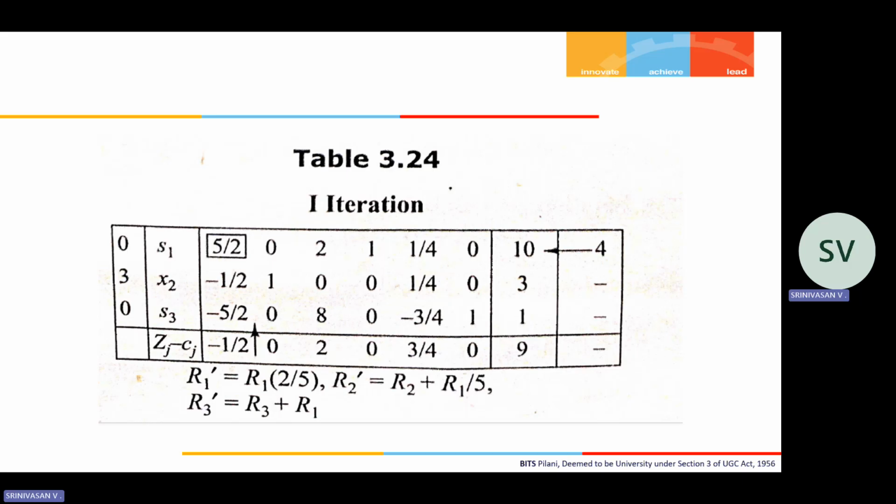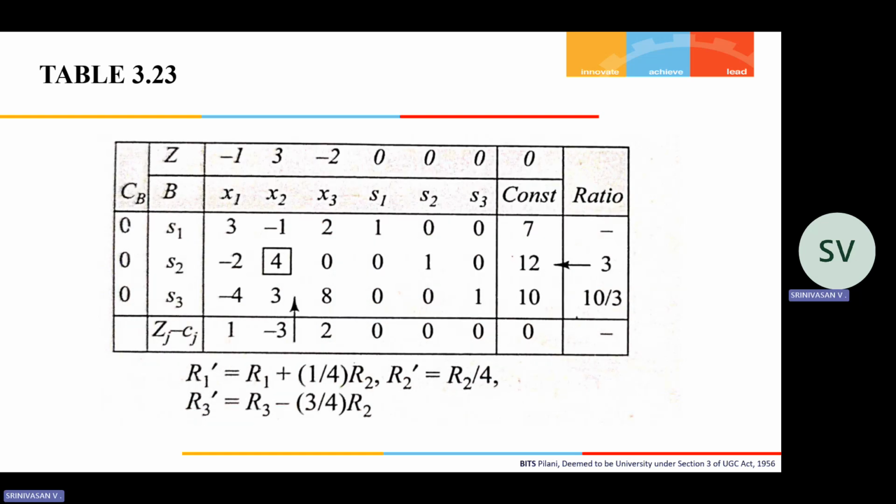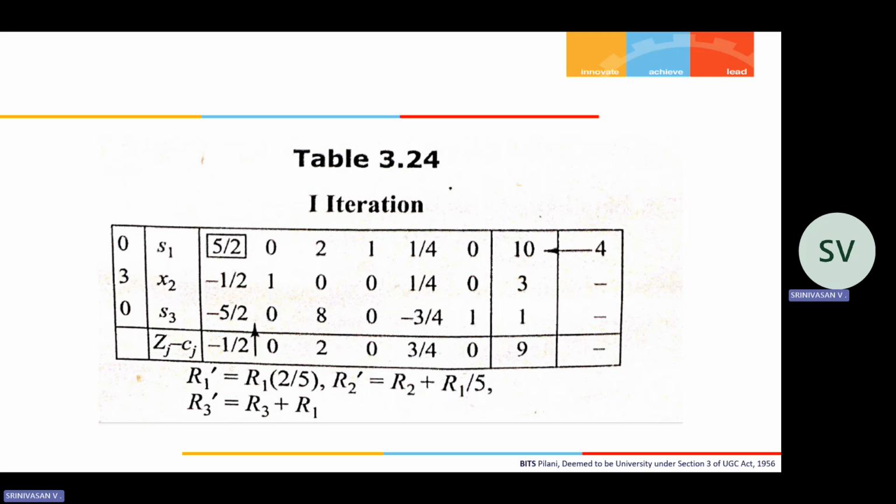Similarly, you have made other calculations. Now you go for Zj minus Cj. It is now 0 into 5 by 2 plus 3 into minus 1 by 2 minus 3 by 2 plus 1, that is you had minus half, isn't that? So you have minus half.